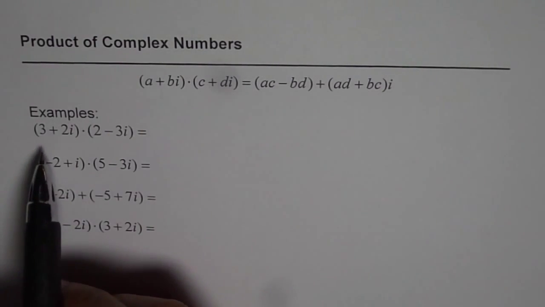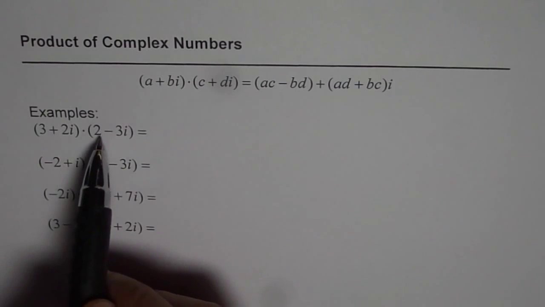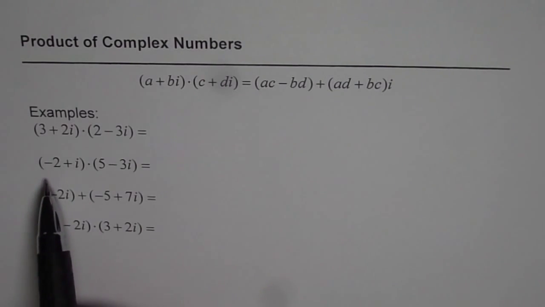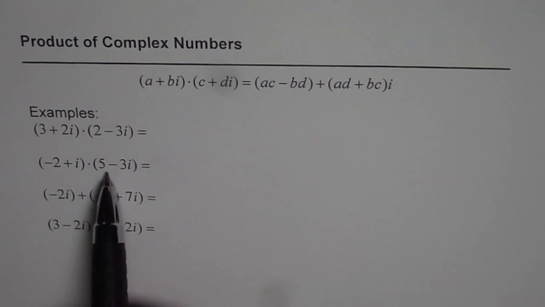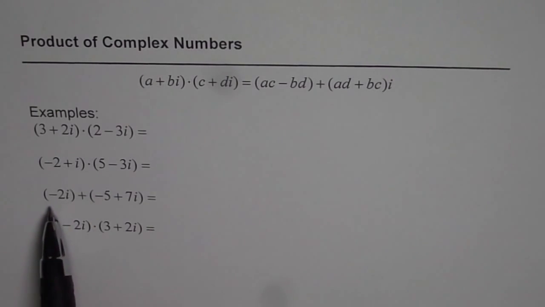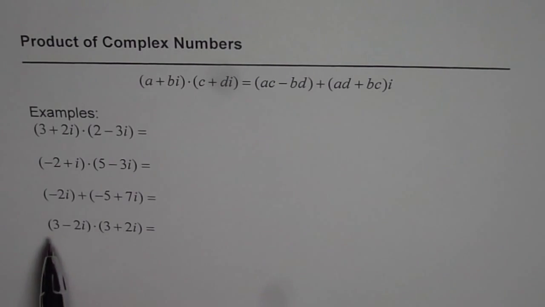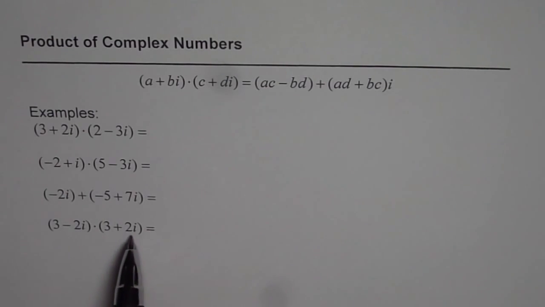So the first one here is (3 + 2i)(2 − 3i). In fact, let's go through these questions. You can pause the video, do them yourself, and then check your solutions. Second one is (−2 + i)(5 − 3i). Then we have −2i(−5 + 7i). And (3 − 2i)(3 + 2i), right?